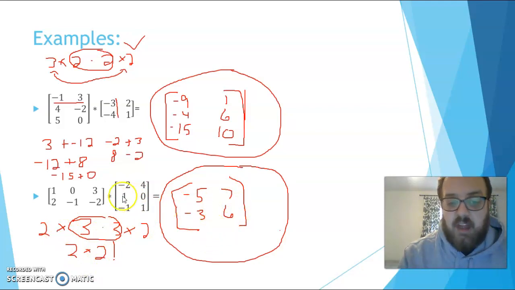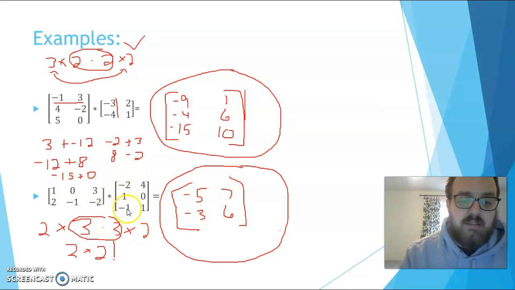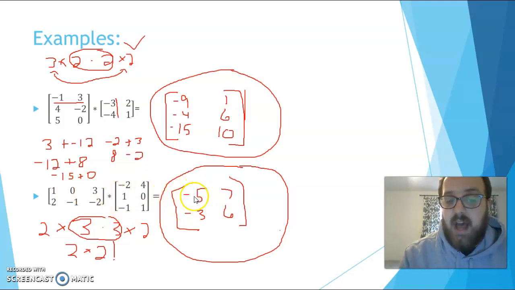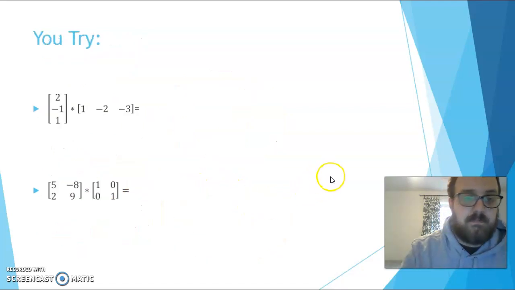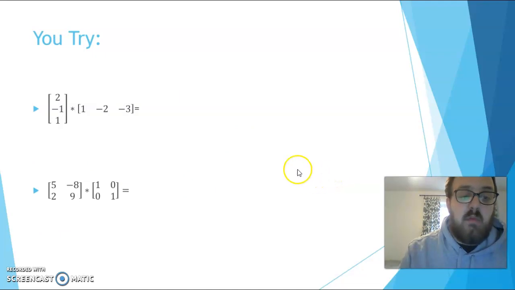I got this element by doing row 1 and column 1. So 1 times -2, 0 times 1, 3 times -1. So -2 and -3 end up being -5. And then I did 1 times 4, 0 times 0, 3 times 1, 4 plus 3 will end up being 7, and that would be that element, so on and so forth to get this entire matrix from doing the multiplication.